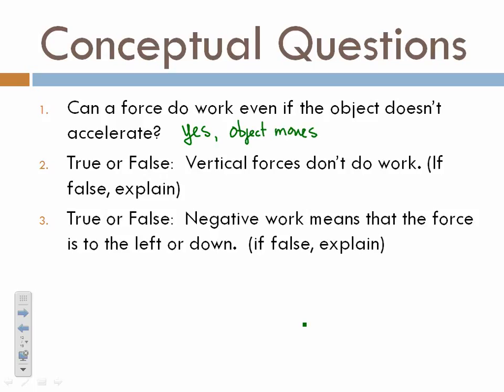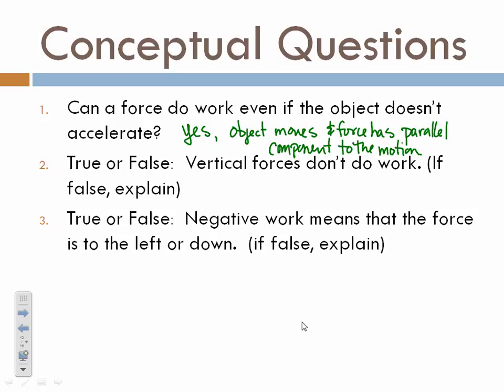All right? So it has to go a certain distance. And the force has a parallel component to the motion. Then we know that it's going to actually do some work on the object. So acceleration isn't required. We just need a force. The object needs to move, and that force has to have a component that's parallel to the way that you're moving. Otherwise, if it's perpendicular, it's not going to do any work.